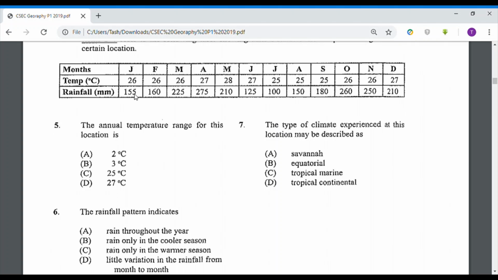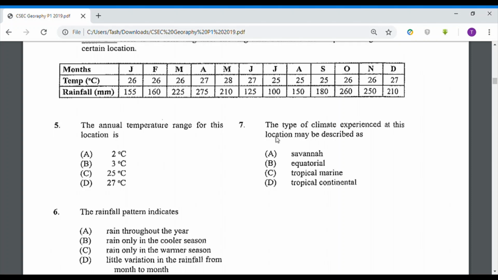So we're seeing 5 here between these two. Then we have a 65 interval between these two. Then between these, it is a 50 interval. So we are seeing some amount of fluctuation. So we would not say it is D either. So we would say that the answer is A. It gives rain throughout the entire year.